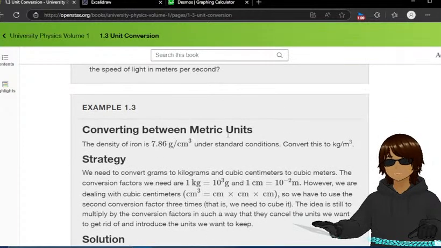Converting between metric units: the density of iron is 7.86 grams per centimeter cubed under standard conditions. Convert this to kilograms per meter cubed. Here we have to shift the decimal place around when we are multiplying by 1000 and dividing by 1000.